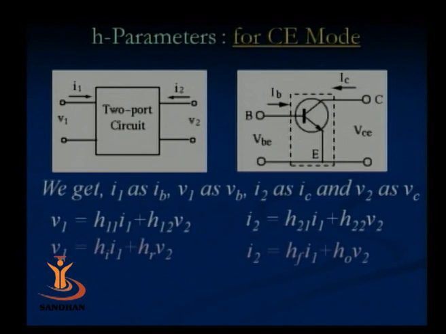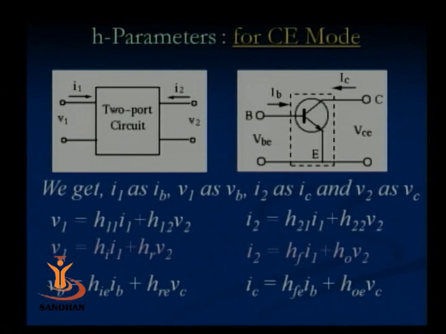Now these two equations we can represent in this way for CE mode. Look at the equations carefully: V1 is designated as VB and I2 is designated as IC. By comparing these two circuits, the two-port circuit and the common emitter transistor, we find the equations for the H parameters: VB equals HIE IB plus HRE VC, and IC equals HFE IB plus HOE VC.